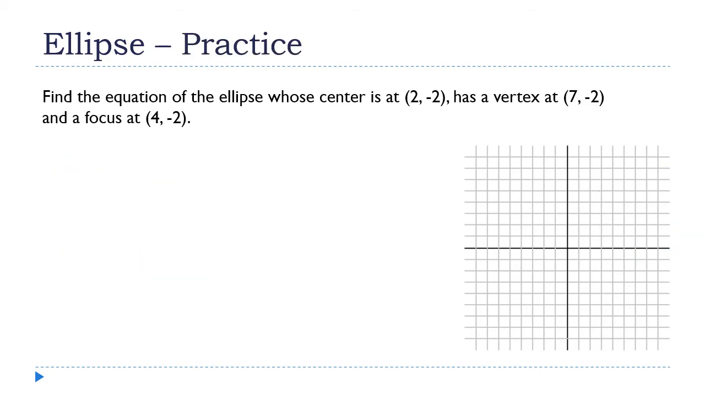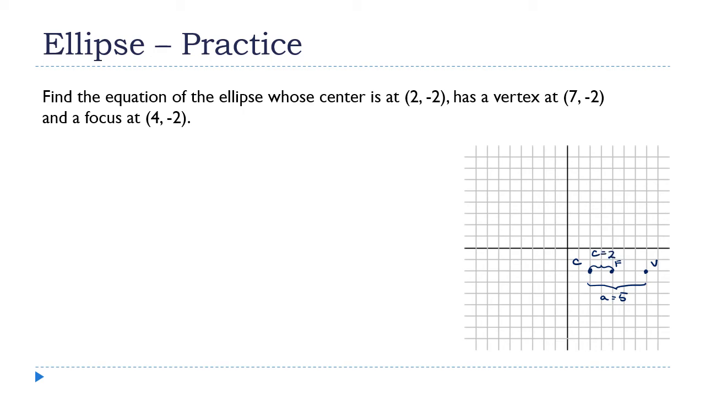Okay, so why don't you try this one, right? Pause the presentation, see if you can work this out, start it up again, and we'll do it together. All right, so we're starting with the same situation. The center is now at 2, -2. It's down here. There's a vertex at 7, -2, so that's A, right? A is the distance here. That's going to be 5. And it has a focus at 4, -2. So this distance here is C, and that's going to be 2.